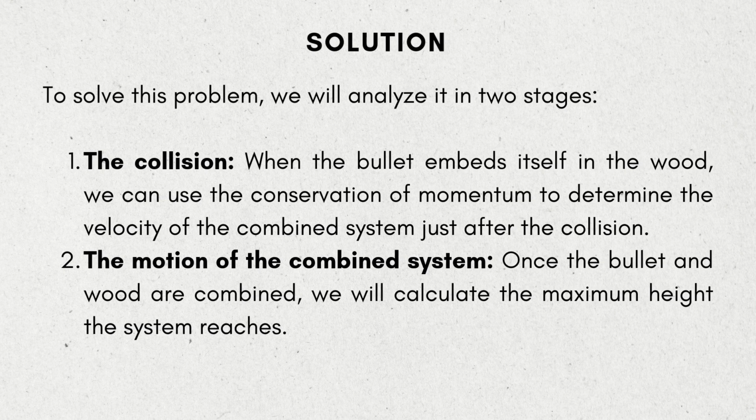To solve this problem, we will analyze it in two stages. The collision. When the bullet embeds itself in the wood, we can use the conservation of momentum to determine the velocity of the combined system just after the collision. The motion of the combined system. Once the bullet and wood are combined, we will calculate the maximum height the system reaches.